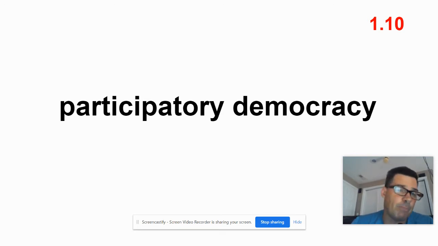And that was very much on purpose, because each of those forms has weaknesses and strengths. At the same time, the founders wanted a little bit of each as checks. So we'll see how that plays out. So here we go. 1.10.